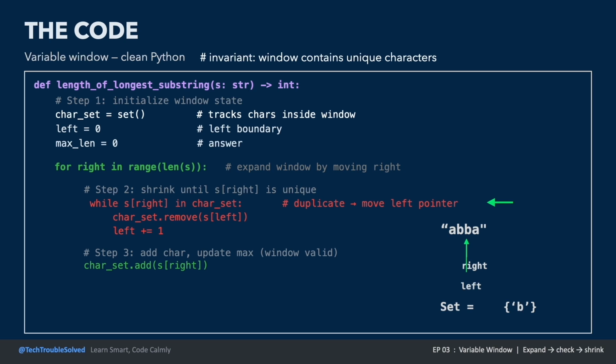One removal was not enough. While handles that. If would have quietly given you the wrong answer. Right minus left plus 1. This is the current window size.